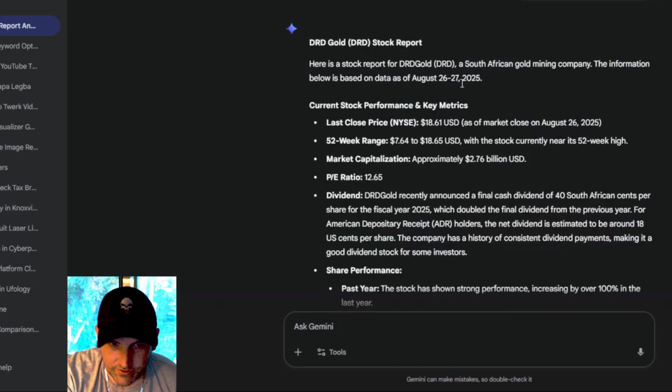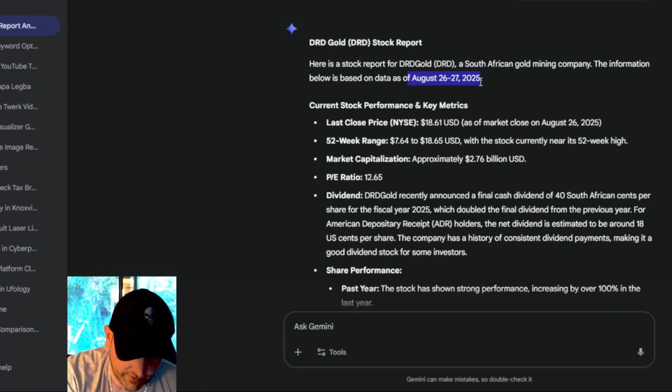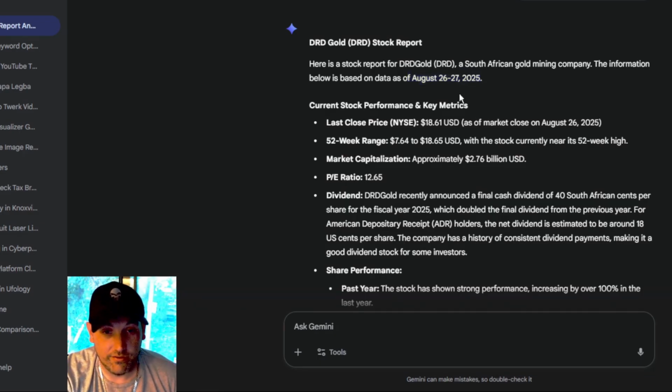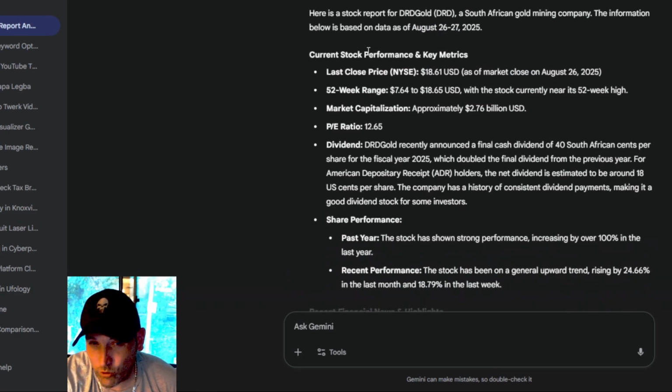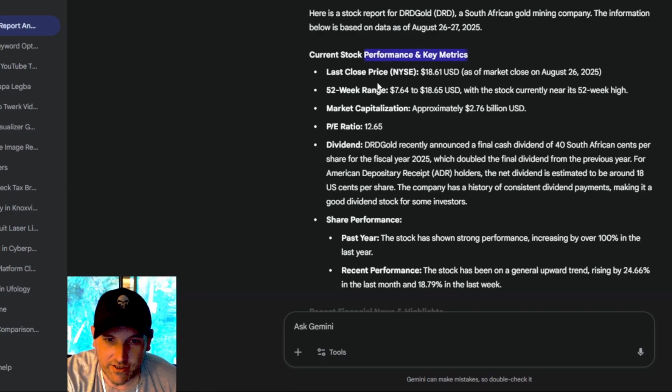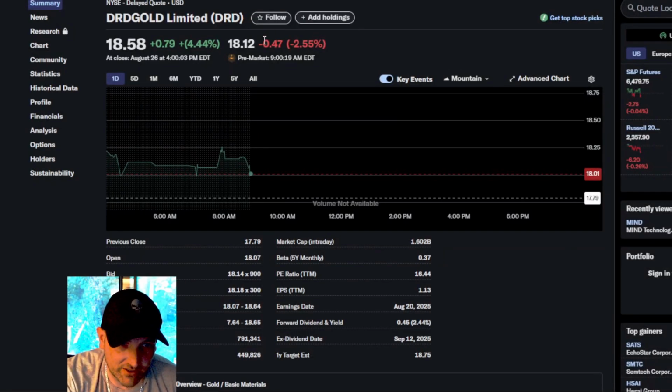Next, this data is based off August 26th to 27th, 2025. So, that is very up to date, extremely up to date today. So, current stock performance and key metrics. Last close, 1861. We go back over here. Where was the last close? Oh, we don't even know. Market last close. Somewhere there was the day's range right here. So 1807, 1864 behind me, whatever.